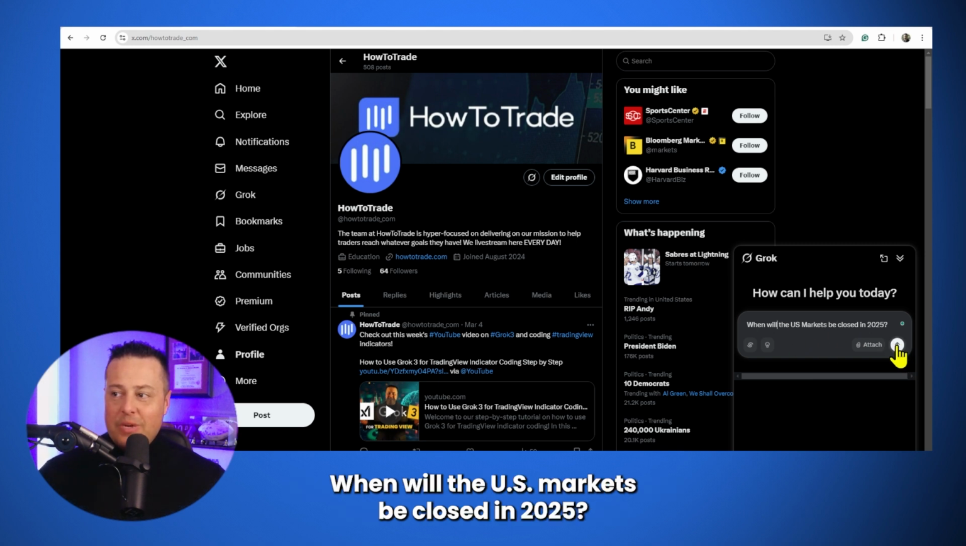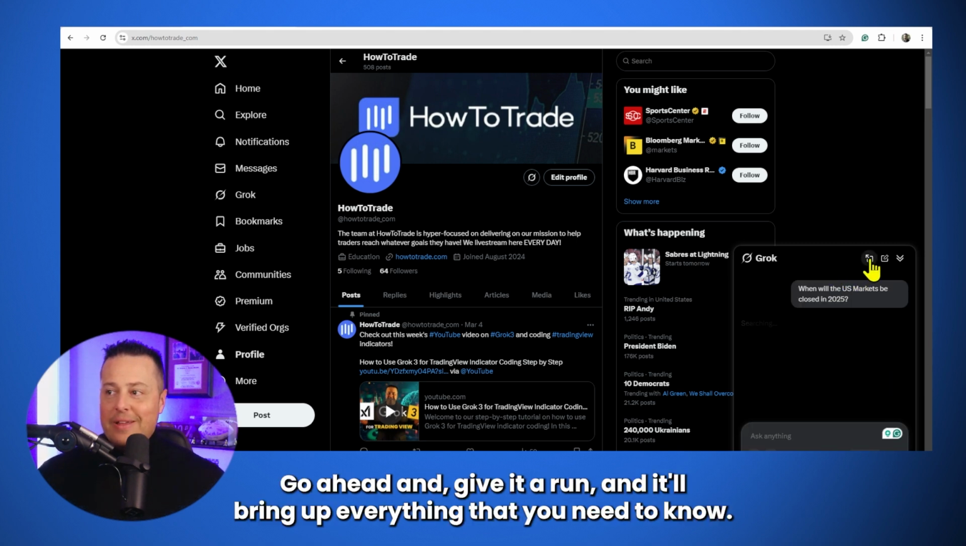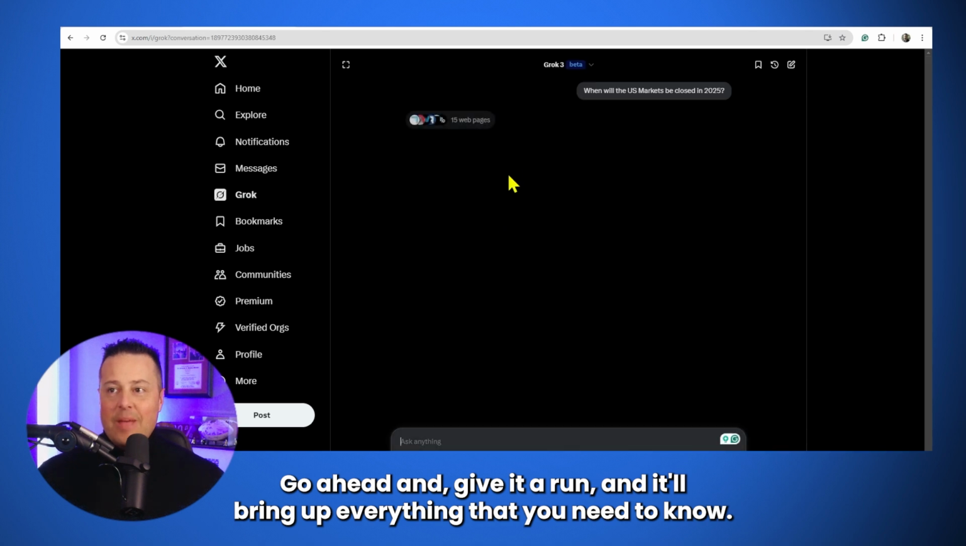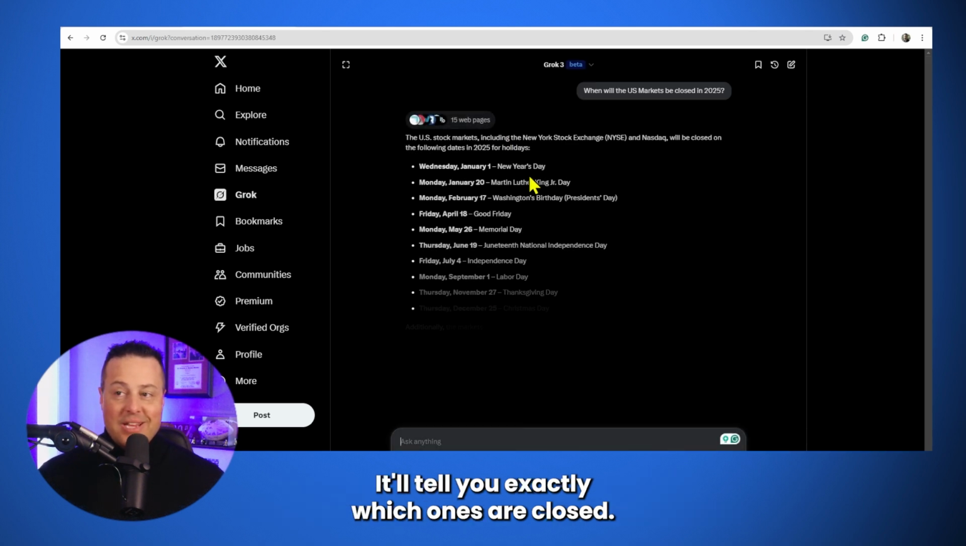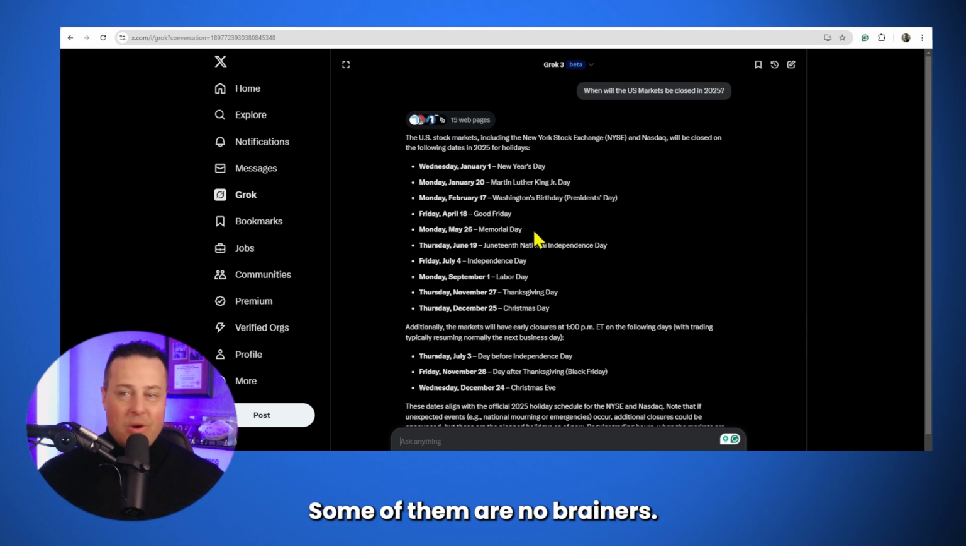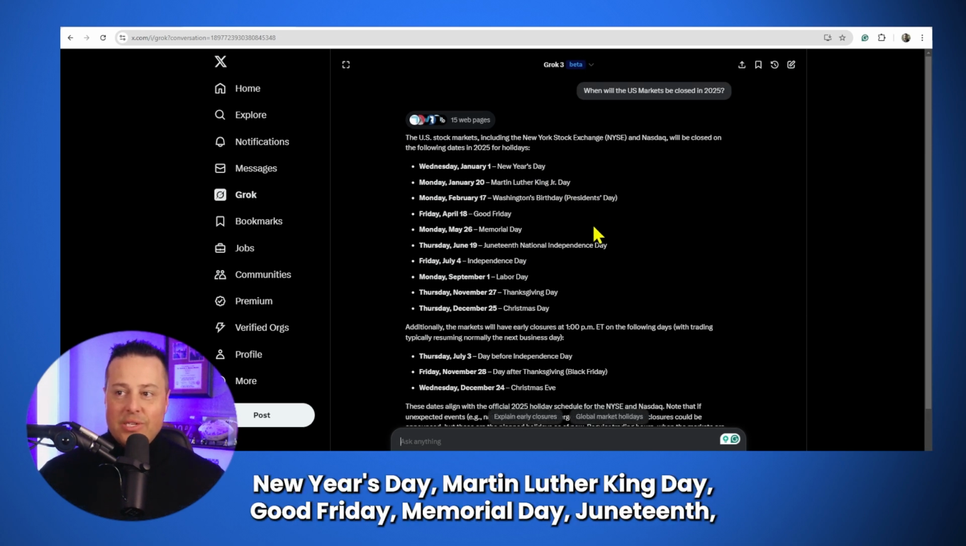When will the U.S. markets be closed in 2025? Go ahead and give it a run, and it'll bring up everything that you need to know. It'll tell you exactly which ones are closed. Some of them are no-brainers. New Year's Day, Martin Luther King Day, Good Friday, Memorial Day, Juneteenth, Independence Day.